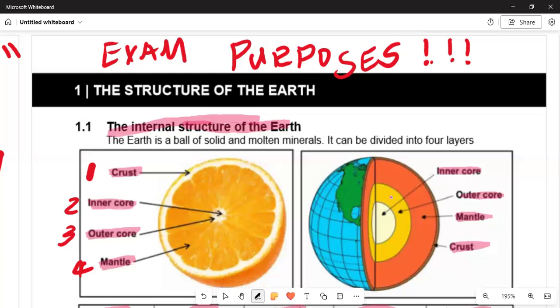Okay, in the earth we have the crust, and we have the inner core. Number 2, the inner core is at the epicenter. You've got the outer core, and the mantle. Under this, you can see the crust is the outside layer. The mantle is the following layer, and then we've got the outer part, which is a yellowish inner core. So that is how you can label it.